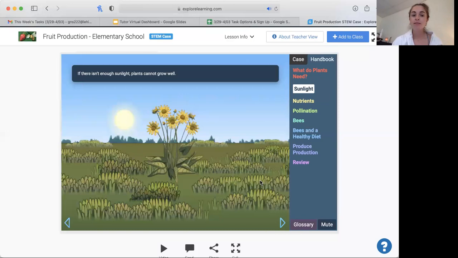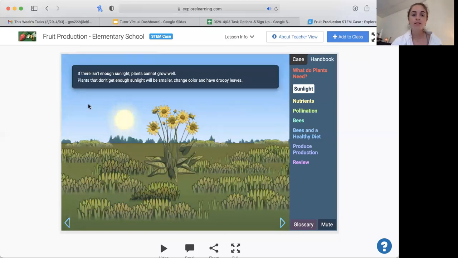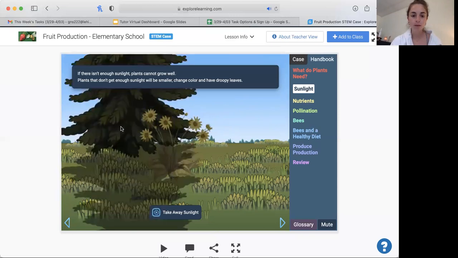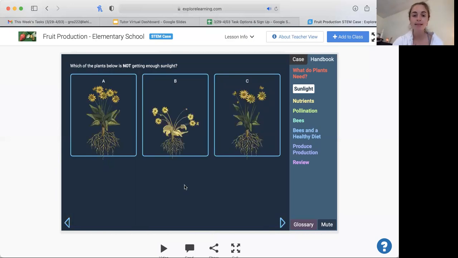If there isn't enough sunlight, plants cannot grow well. Plants that don't get enough sunlight will be smaller, they may change colors, and have droopy leaves. So if we take away the sunlight, this is what our plant will look like. Which of the plants here is not getting enough sunlight? I want you to take a second to guess. Pause the video if you want.